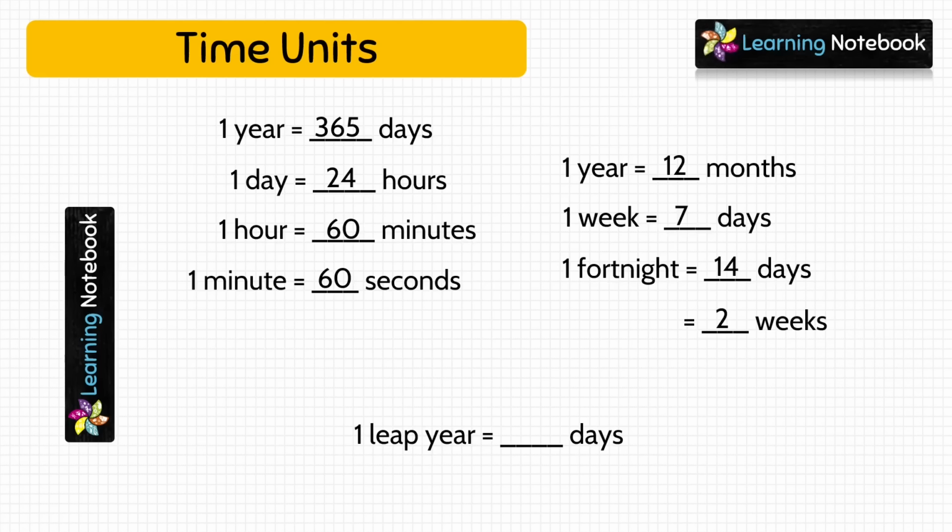And lastly, 1 leap year equals to how many days? Yes, 366 days, because a leap year has 1 more day than an usual year.